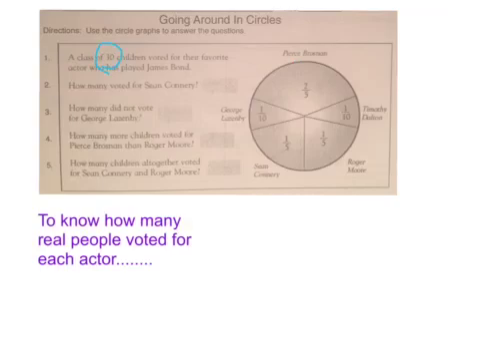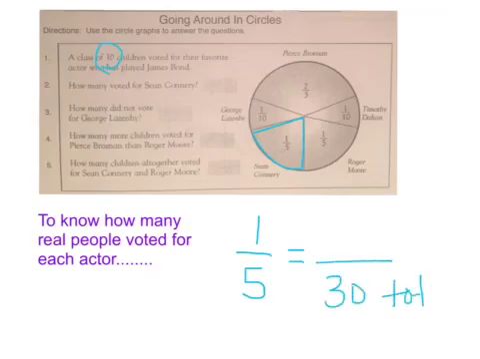And in question 2, it says, how many voted for Sean Connery? Well, if you look at the circle graph, Sean Connery is represented by this piece, which is 1/5 of the whole thing. So if I want to know how many real people voted for Sean Connery, I'm going to take the fraction of the circle that's Sean Connery. I am going to make it equal to the total amount of people who voted. And then on top, I don't know how many people voted for Sean Connery.